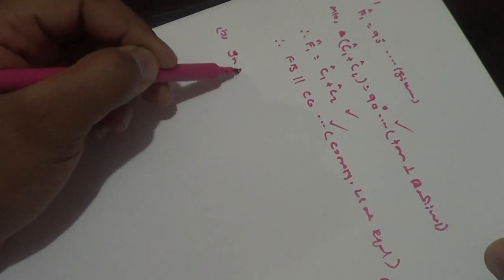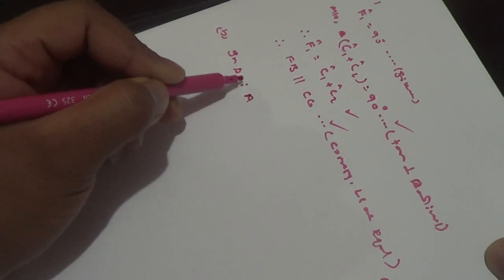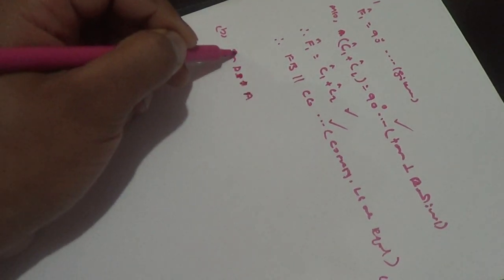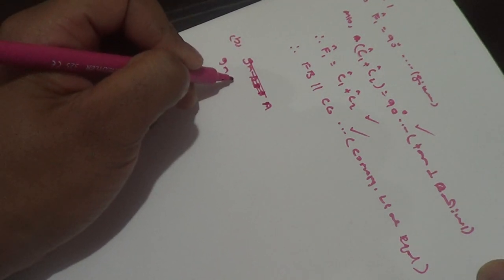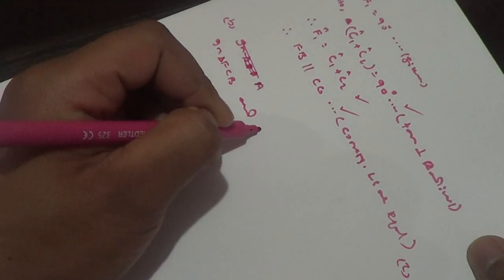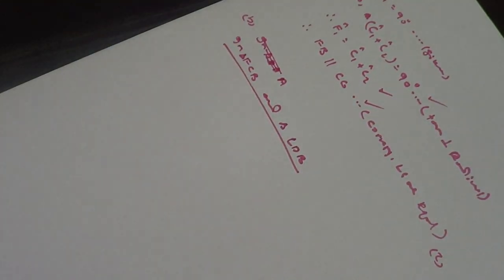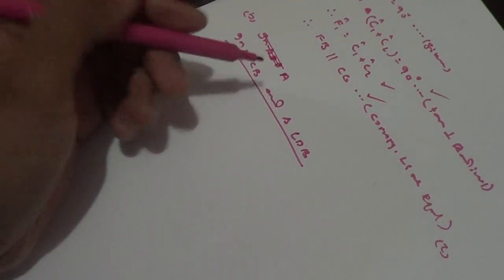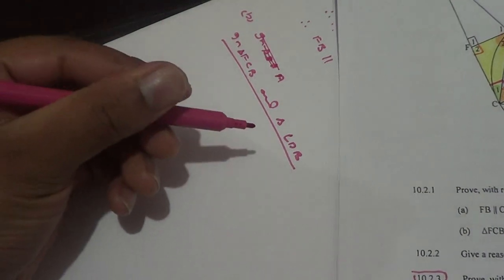So we can say in triangles, what? Maybe let's just say in triangle FCB and triangle CDB. Sometimes I like to put my statements so that whatever I'm doing, I'm already forming the links automatically, but using the diagram as the link between the two. So what do I know?